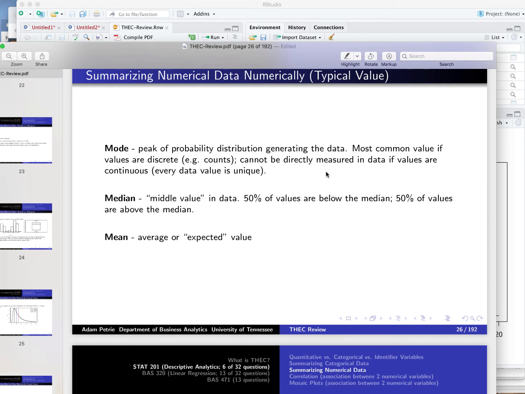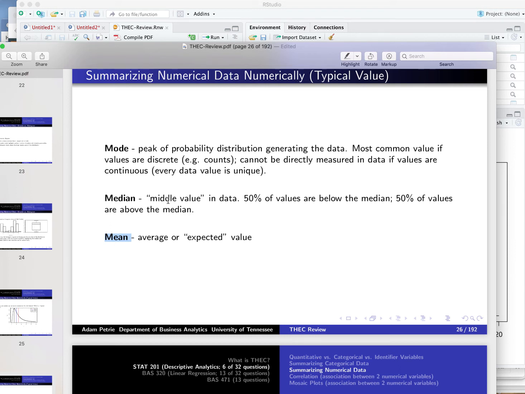All right, so a quick summary of the three ways that we numerically summarize a distribution. The mode can be applied to both categorical and numerical values. It's essentially the most frequently occurring value in the data if it's categorical, or where the distribution peaks if we're talking about numerical data. If we do have numerical data, two other measures that we more often use, because they're easier to measure from the data, are the median or the mean. These are typical values we might observe from the distribution.